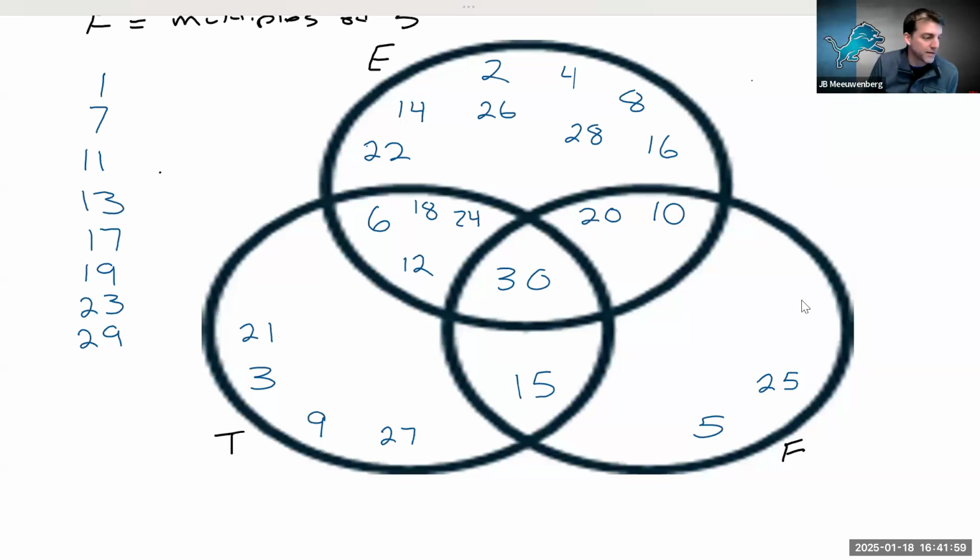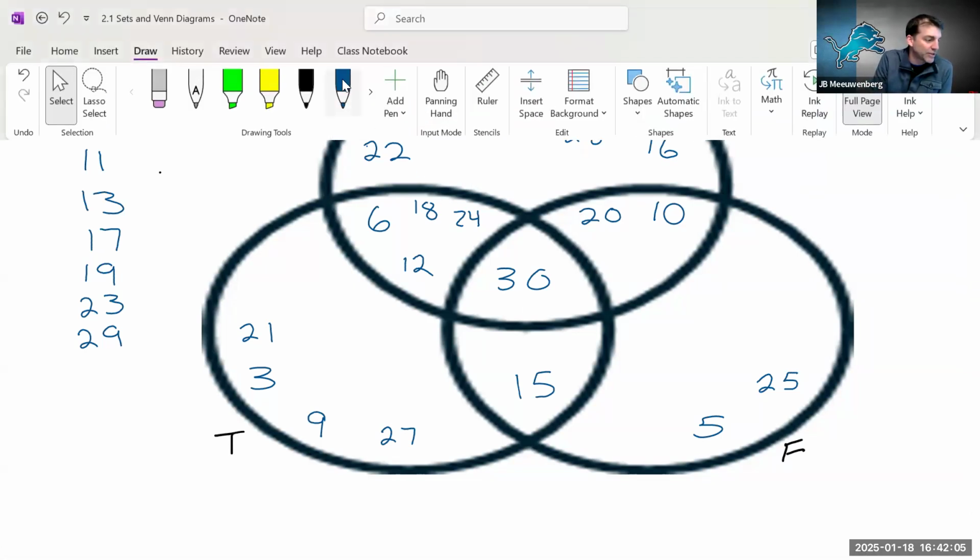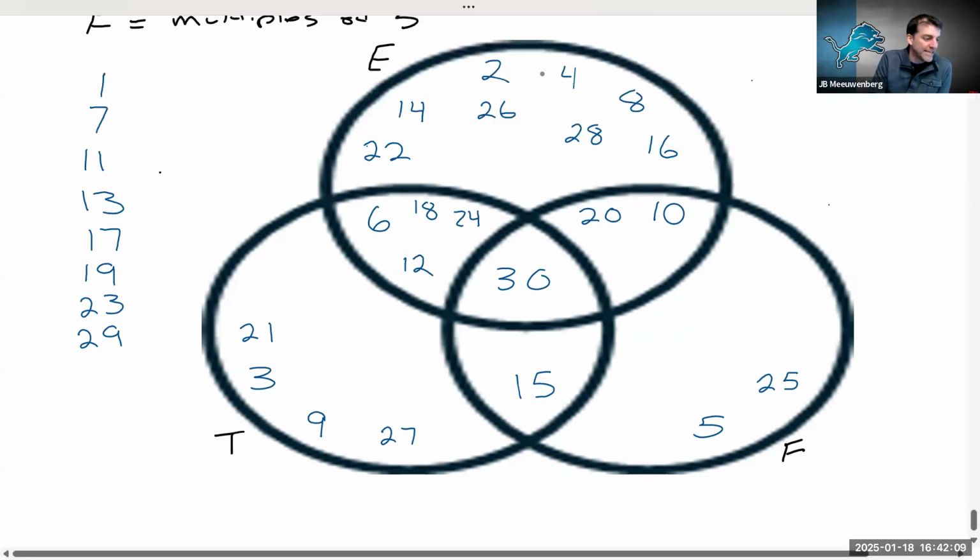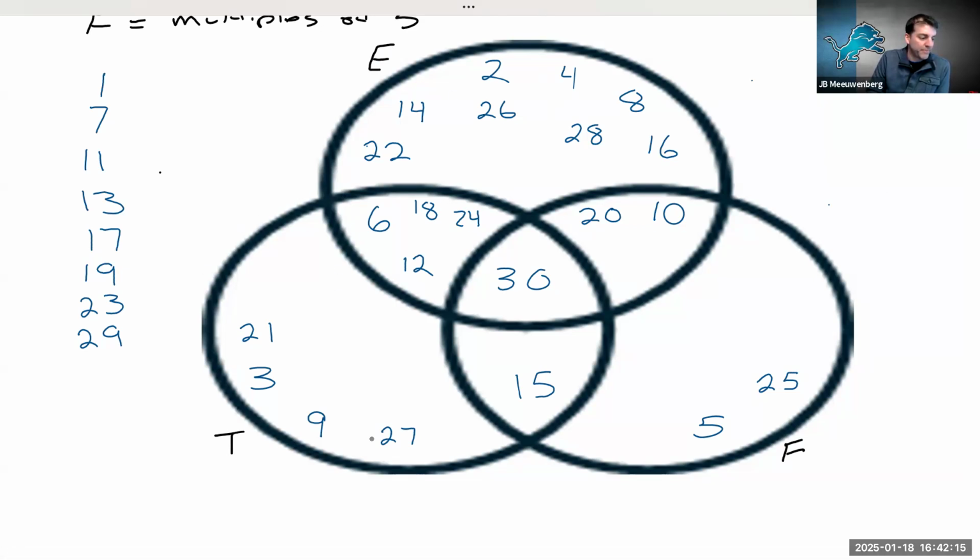Yeah, after taking a moment to double check my own work, I paused my video to double check. I did get everything in the correct location. That's an easy one to miss occasionally, right? So if we look in each circle, all the even numbers are in this circle. All the multiples of 3 are in this circle. And all the multiples of 5 are in this circle.